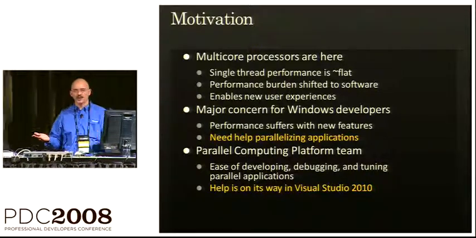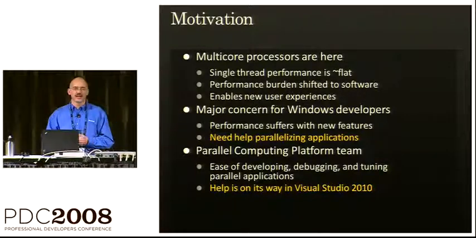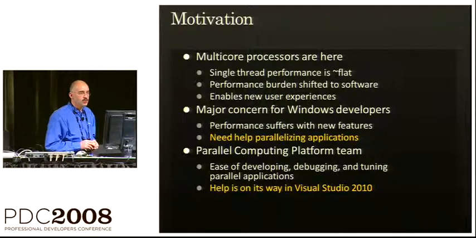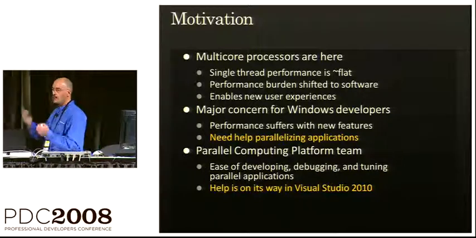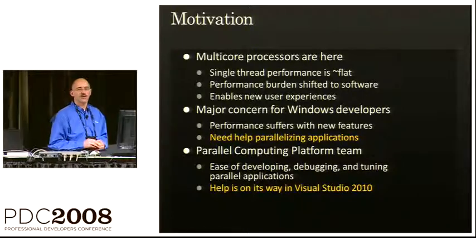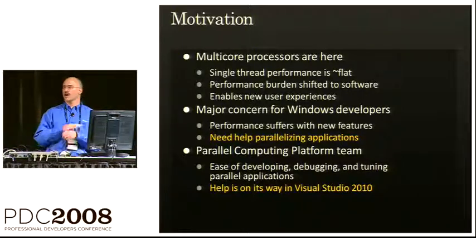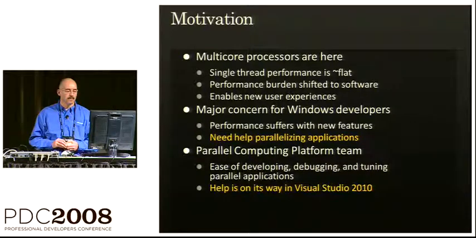So of course, this is a major concern for Microsoft, right? As the largest software company, we are definitely interested in helping you develop parallel applications easily on Windows. So we're interested in how you code the applications. We're interested in how you debug the applications and how you performance tune them. And we're trying to tackle all of these areas in the next release of Visual Studio.